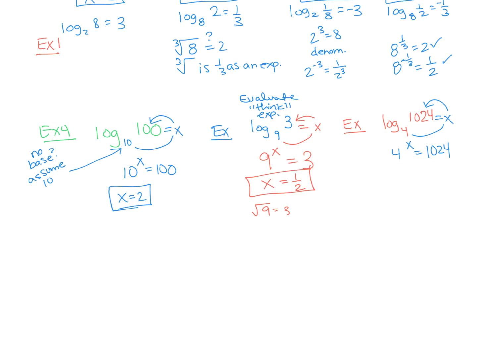Again, you could just start by 4 to the first is 4, 4 squared is 16, 4 to the third is 64, 4 to the fourth is 256. 4 to the fifth power is the 1024. So I know that my x is 5 and that this logarithm is equal to 5.